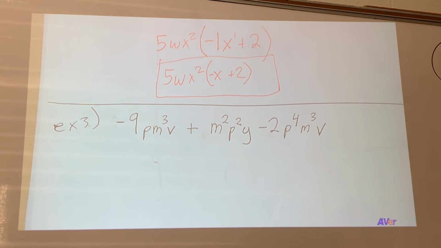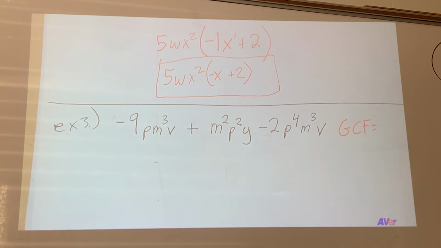Yes, sort of. So can we factor out something from negative 9, 1, and negative 2? Just 1, right? So yeah, the coefficient, we don't factor anything out from the coefficient. Okay. So the GCF is 1, but we don't have to write the 1.